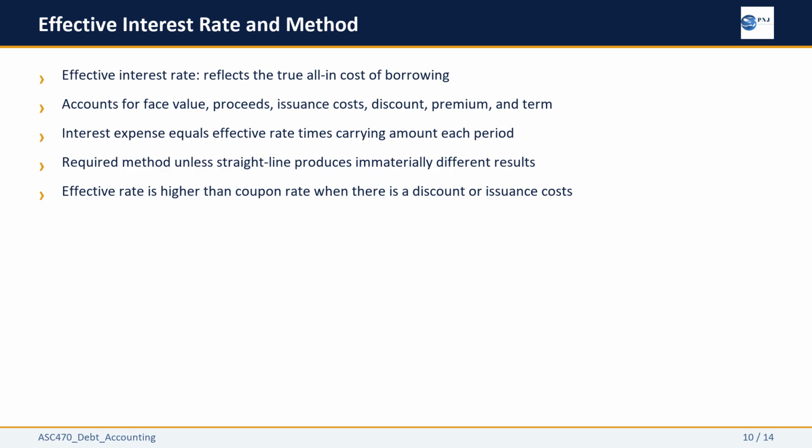ASC 470 requires the effective interest method, unless the straight line method gives you a number that is not materially different. In practice, for significant issuance costs or large discounts, the effective method is almost always required.